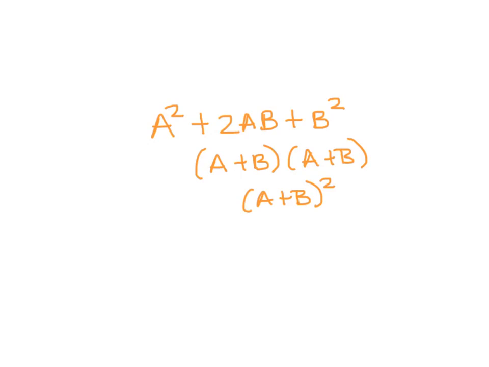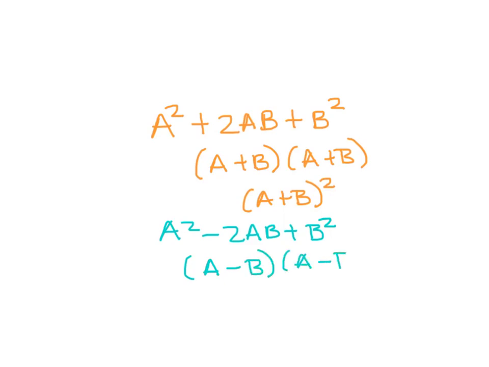Also, we could have, let me do this in a different color so it kind of stands out, if we had a squared minus 2ab plus b squared, that would factor to a minus b times a minus b, or a minus b squared.